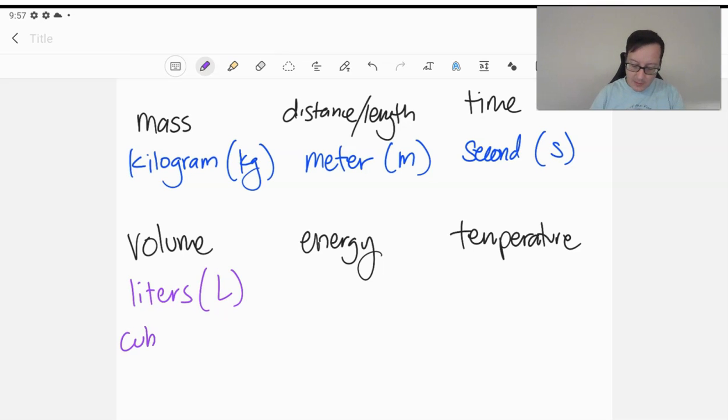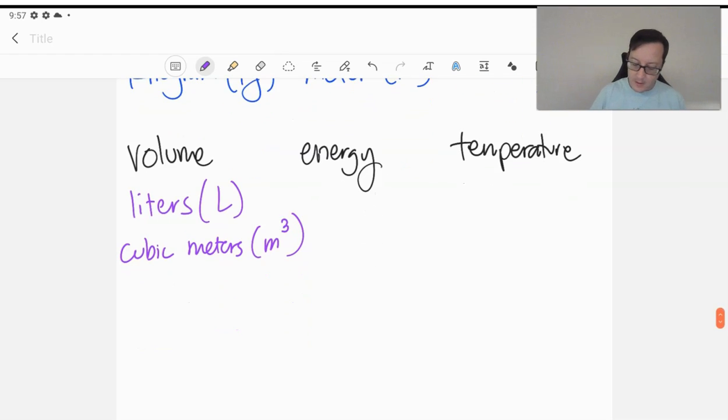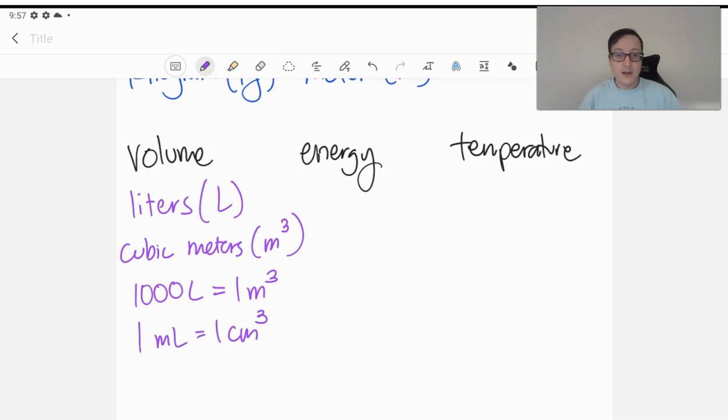You can also see cubic meters as a standard unit for volume, because a volume would be 3 dimensions, right? Distance is 1 dimension, so 3 of those. Just so we know, 1,000 liters is 1 cubic meter. That's something you'll want to remember. Or we will see later on, 1 milliliter is 1 cubic centimeter. And so these involve prefixes, which we'll go over shortly.